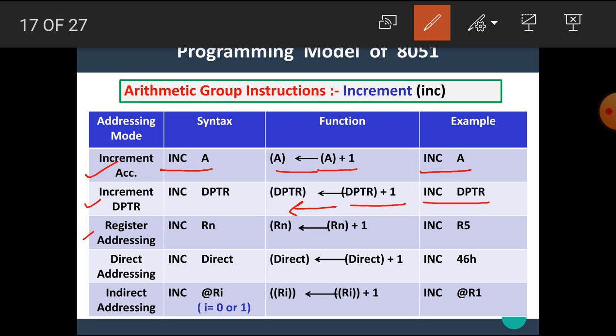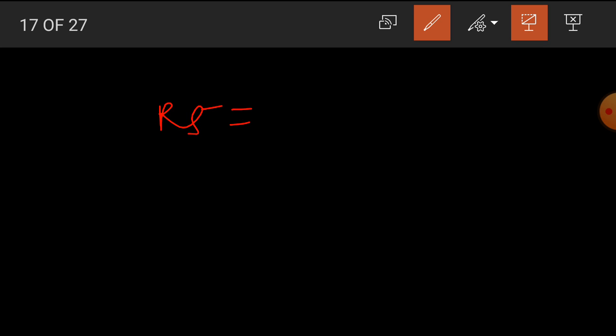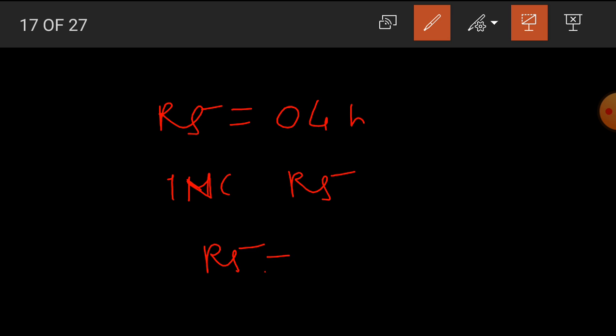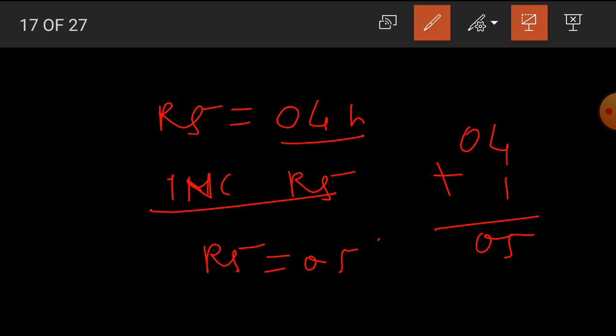The next addressing mode is register addressing. That means INC Rn. Rn is incremented by 1 and the result is placed in Rn. That means INC R5. After this instruction, R5 is incremented by 1 and the result is placed in R5. For example, if R5 has the content 04H, then after INC R5, the value is 04 plus 1. That means after INC R5 it has the value 05H.